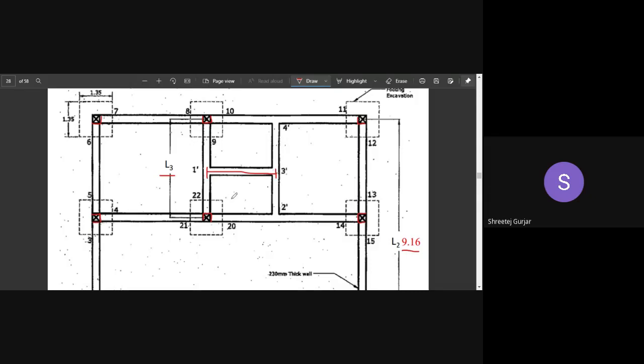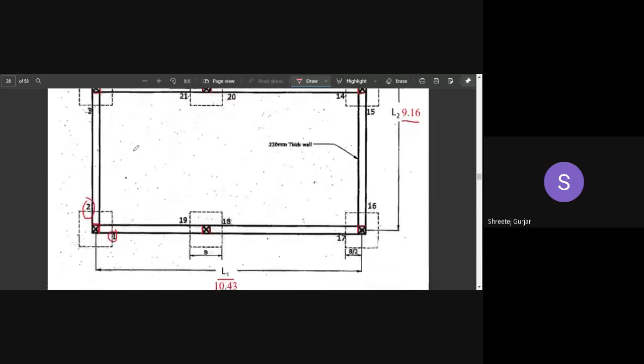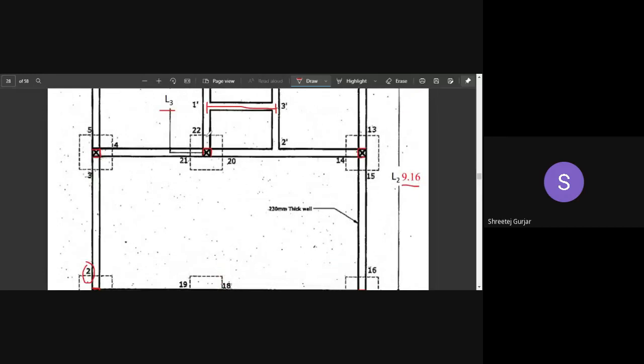I hope this part is clear, wherein you calculate the number of wall to column junctions. If you want me to repeat, I can repeat. Just let me know. So this is how you calculate your wall to column junctions. Repeat, sir. Okay, I will repeat.